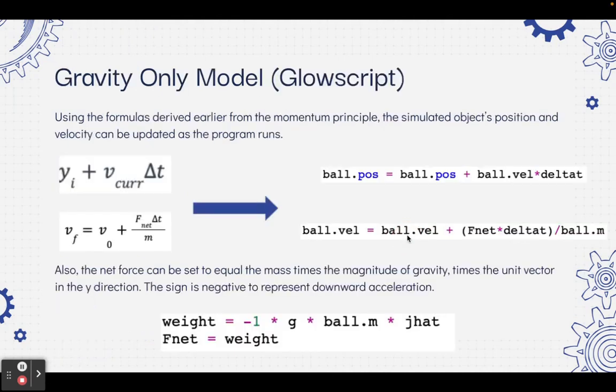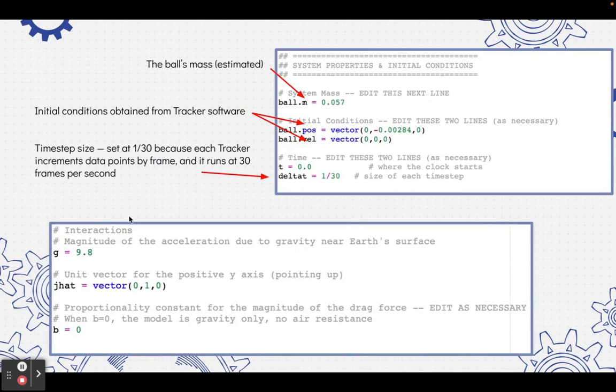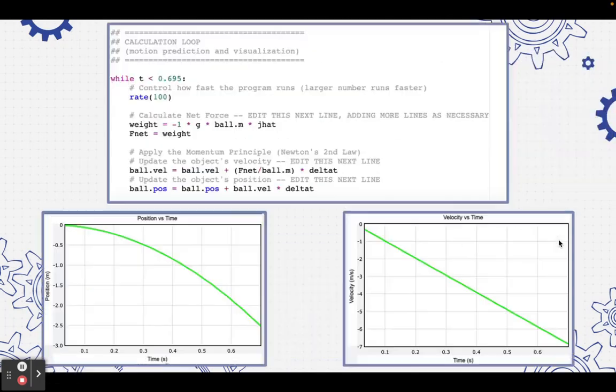So in the gravity-only model, we can use the formulas derived earlier to represent them in code. Also, the net force can be set to equal the mass times the magnitude of gravity times the unit vector in the y direction, and it's negative to represent downward acceleration. So here we just have the code in more depth. These are some initial conditions, and then the most important thing to note is that the proportionality constant for the drag force is 0 because there is no drag in this model.